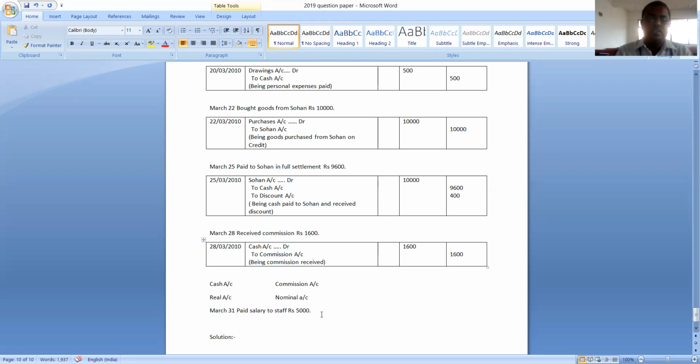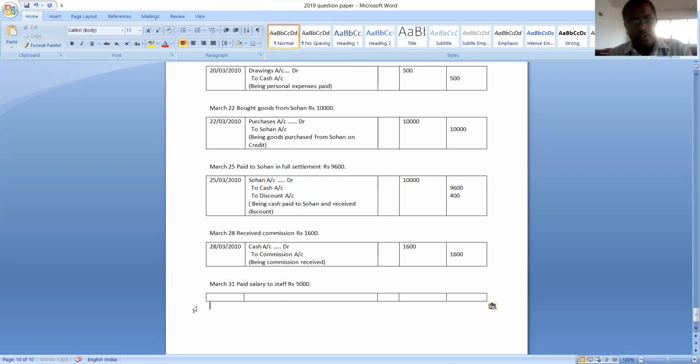Okay, let us move to the last transaction, dated 31st March 2010. What is the transaction? Paid salary to staff rupees 5,000. How many accounts are there here? Two accounts: one is salary account and another one, paid means which account? Cash account. Salary account is which account? It is a nominal account. Cash account is which account? It is real account. So which account should be debited and which account should be credited?